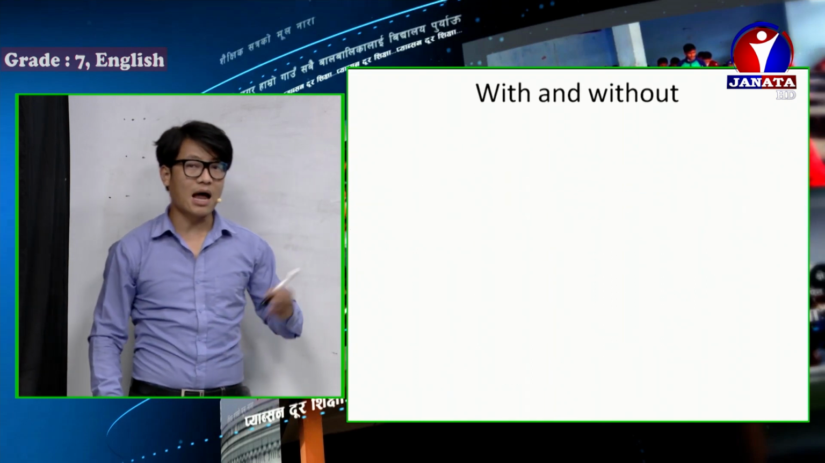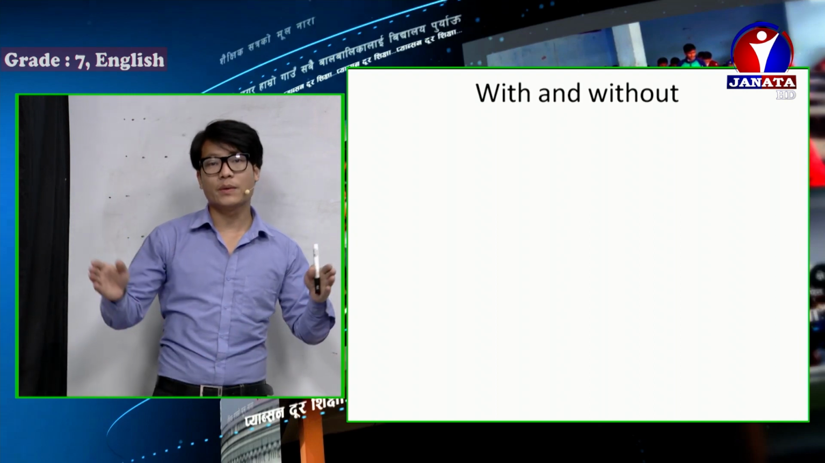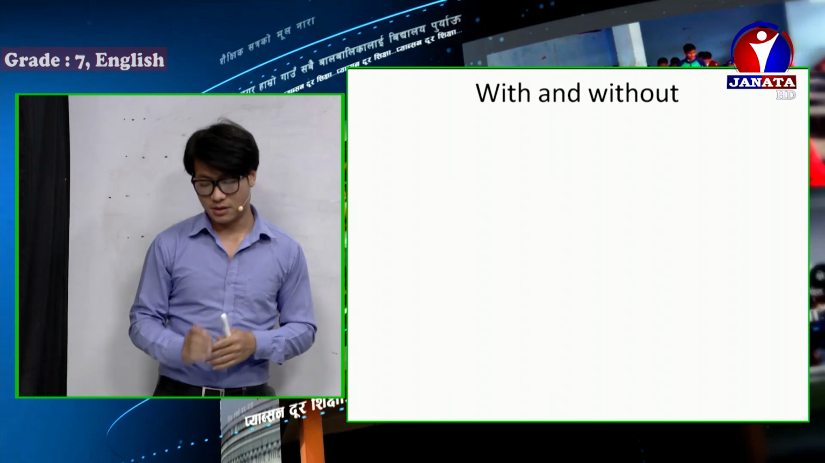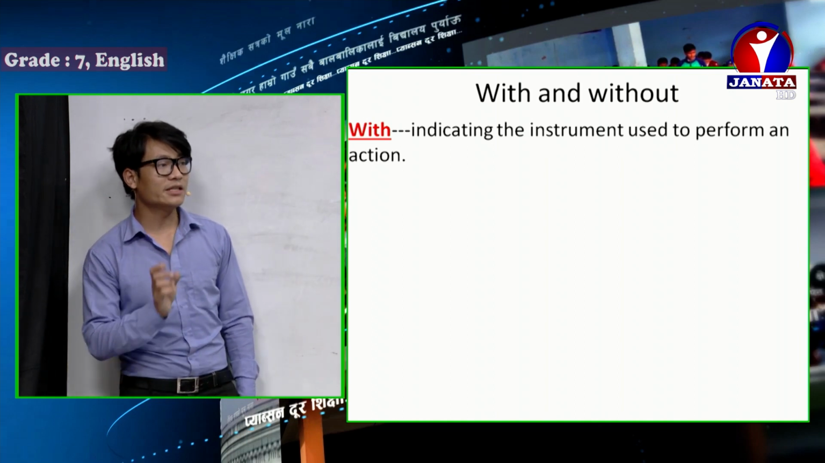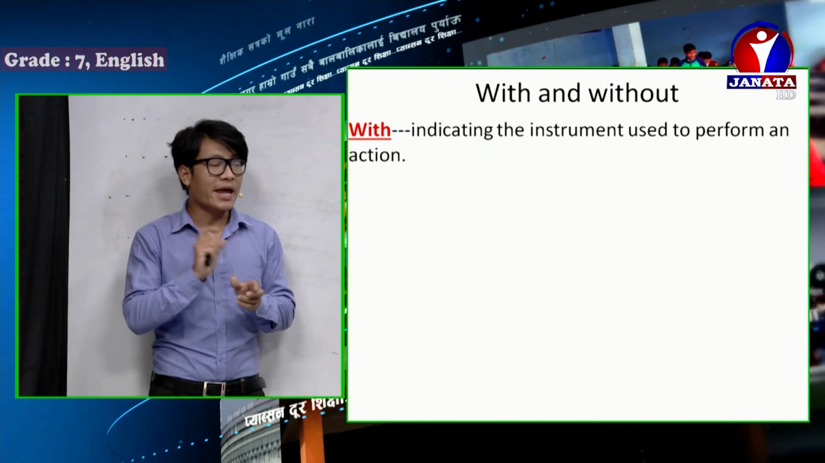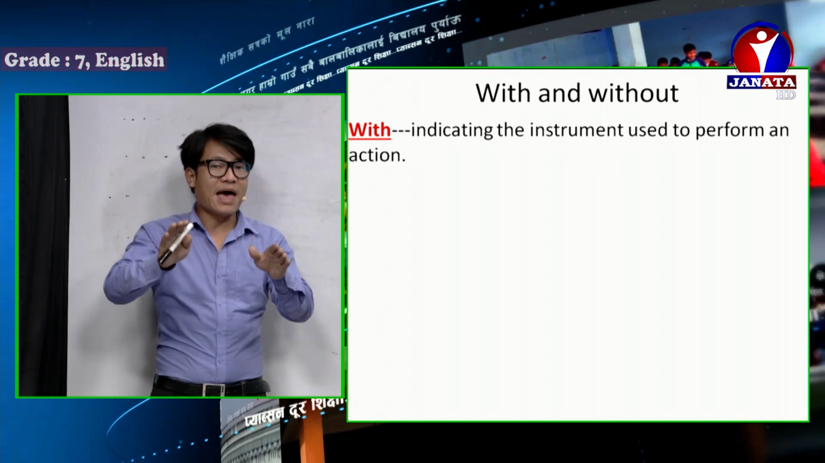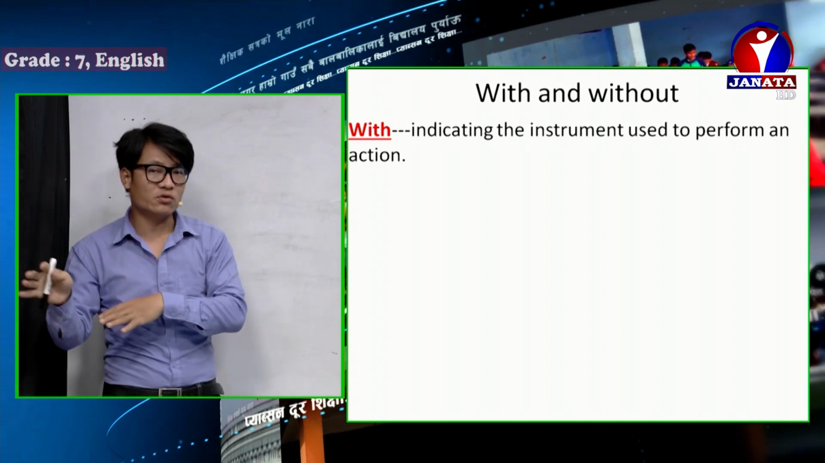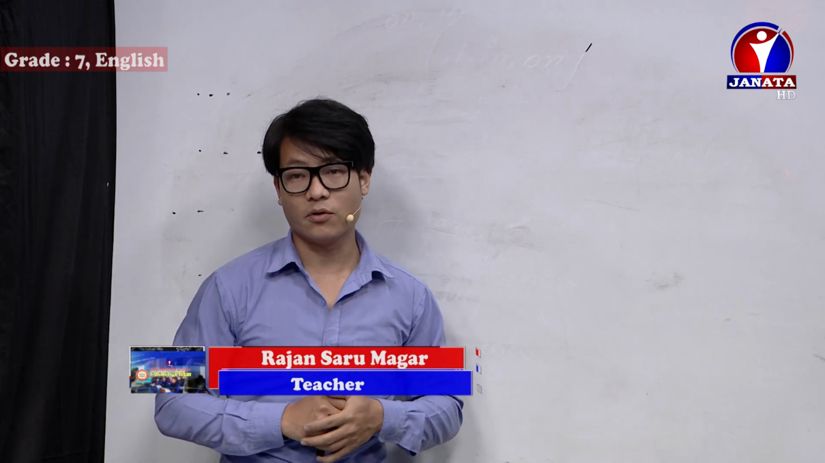Now let me start another topic: with and without. So we will now learn what is the difference between with and without and how to use them. Okay, so you can see here, with indicates the instrument used to perform an action. Suppose you are performing some action that is not possible without another instrument, and you are using some instrument to perform that action, then obviously the preposition with is used.